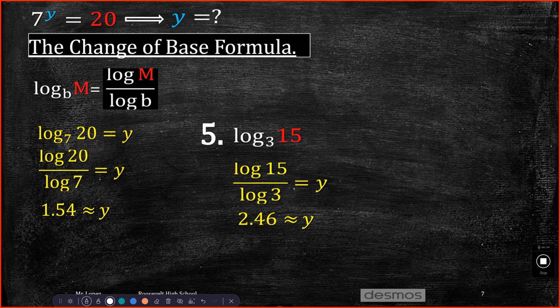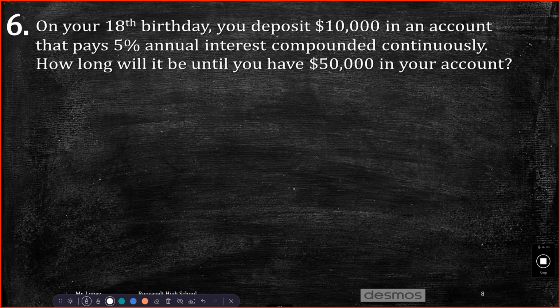All right, let's go to the warm-up and get this done. On your 18th birthday, you deposit $10,000 in an account that pays 5% interest compounded continuously. How long will it be until you have $50,000 in the account? Now we can solve it. Here we go.